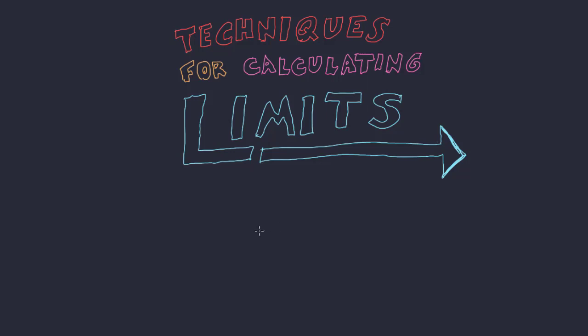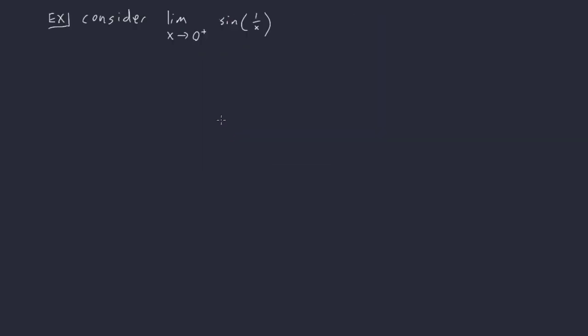First, I want to start with an example to show why we need a bit more than what we have so far. To show you why tables aren't a great way to go about doing this, let's suppose we are looking at the limit as x goes to 0 from the right of sine of 1 over x. I'm going to set up a table to see what's happening here.